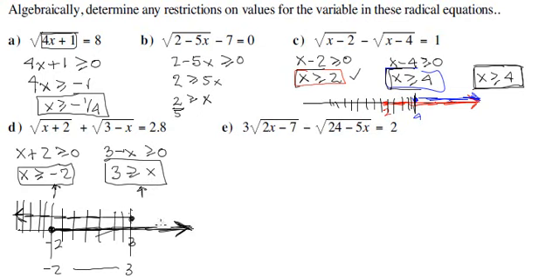So overall, our restriction is x has to be greater than or equal to -2, and at the same time it has to be less than or equal to 3. In other words, it has to be somewhere between those two values.